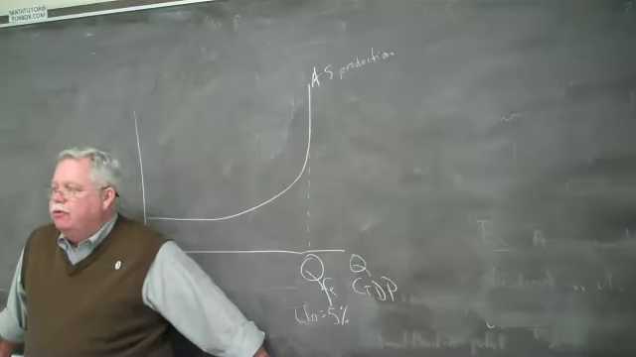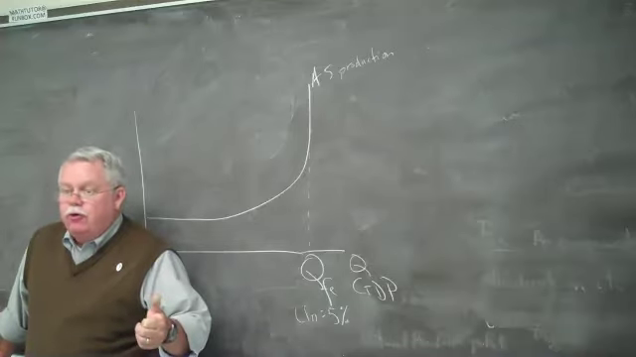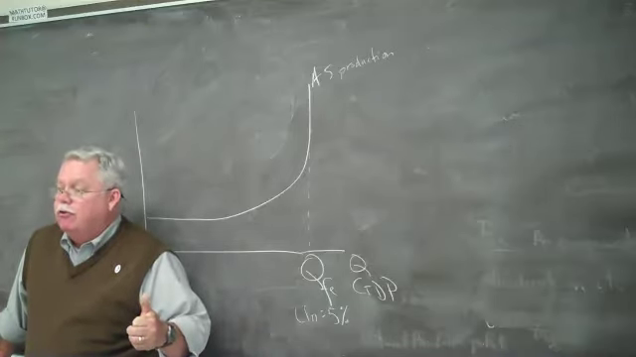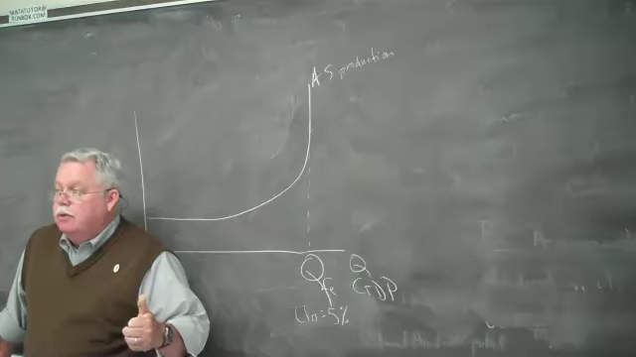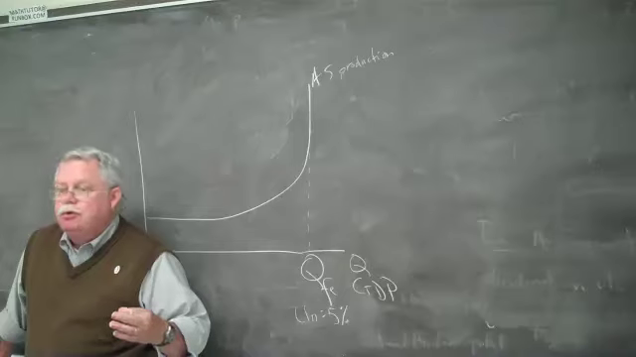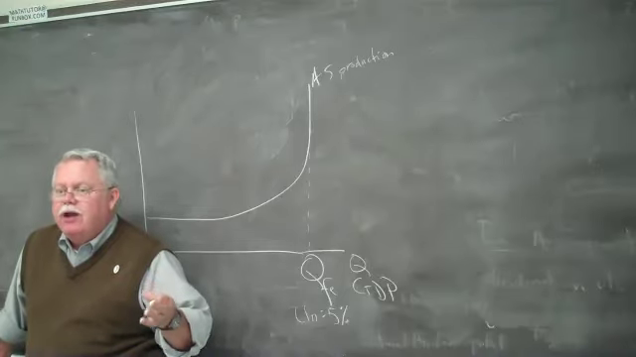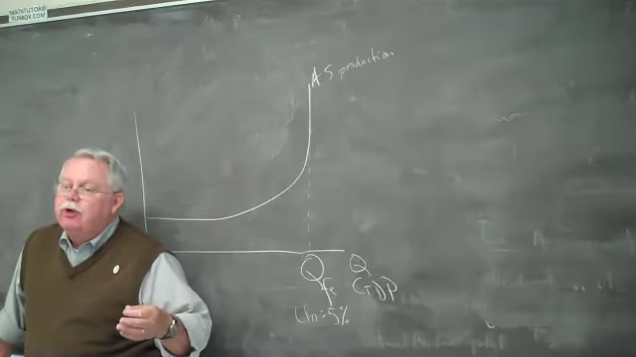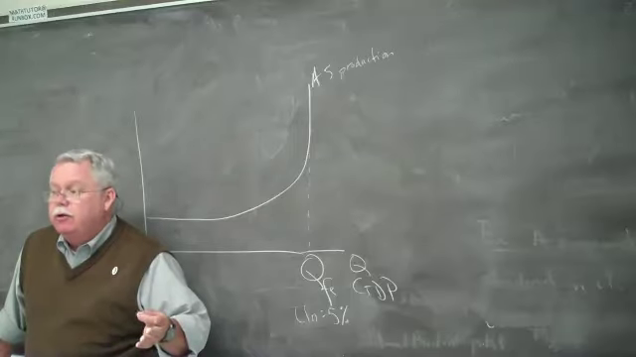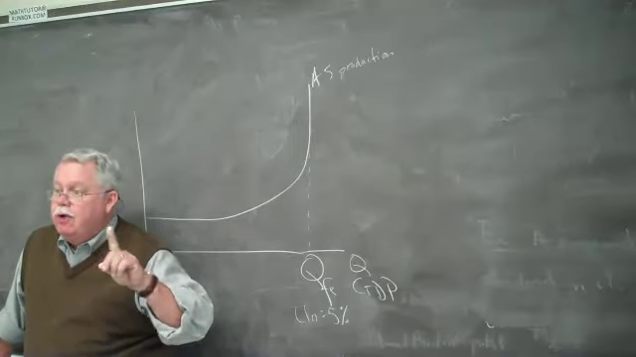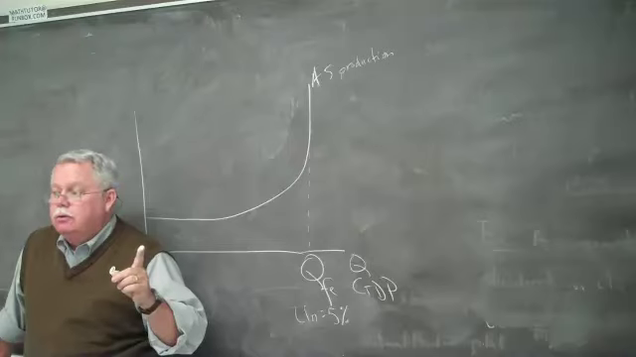Why? Two reasons. Frictional or transitional unemployment, people between jobs. And structural unemployment. People whose job skills are outdated. People who can't move to get another job. People who are discriminated against. So you have frictional unemployment, also called transitional, and you have structural unemployment.